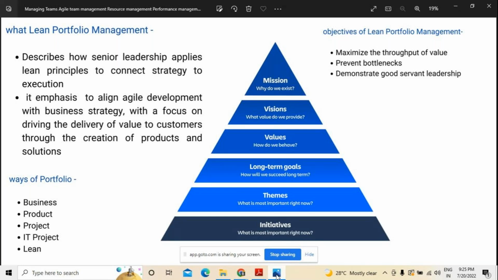When you talk about lean portfolio management, the diagram shows that there are 6 dimensions in lean portfolio management. These 6 dimensions are essentially important when we want to implement it successfully in our business. The first is mission, second vision, you know it, third values, fourth long-term goals, fifth themes, followed by initiatives. So these are the 6 dimensions which we need to understand in reference to lean portfolio management.